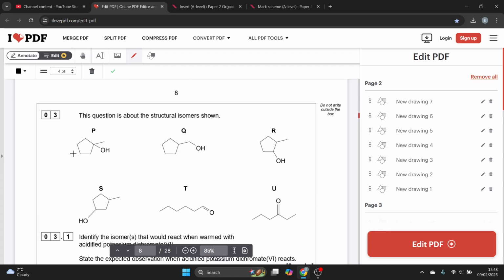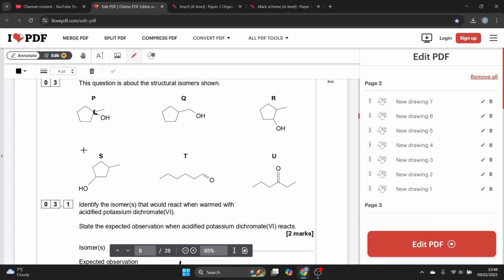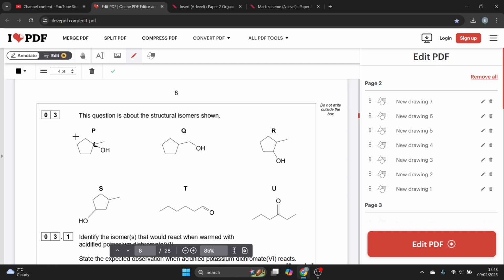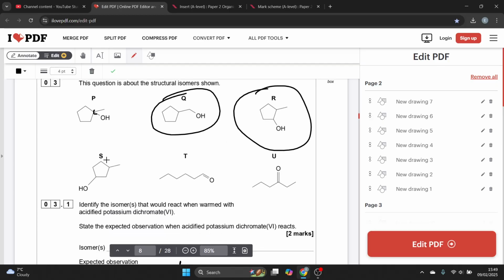Well, if I look at P, that's not going to be able to react. That's a tertiary alcohol, I'm pretty sure. Look at here, that's primary, that will. I look here, that will, that's a secondary alcohol. I look here, that's a secondary alcohol.